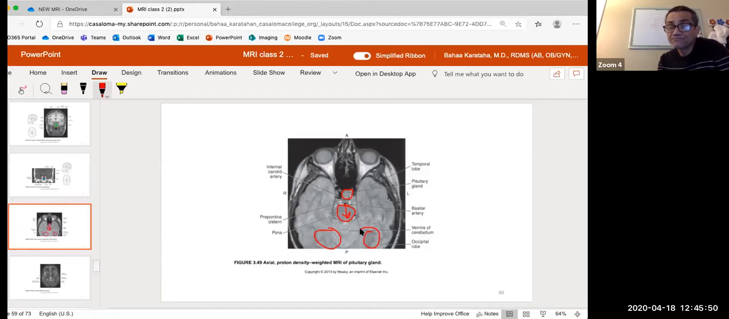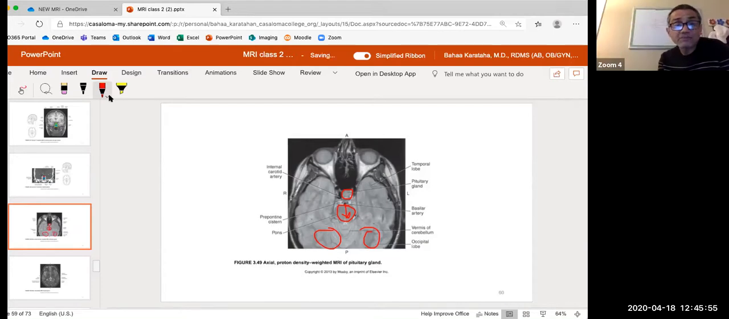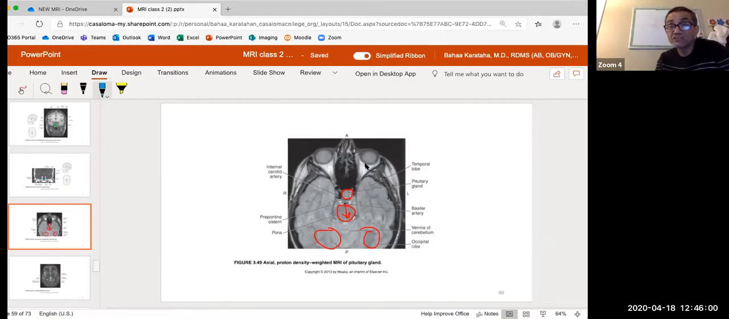We're good? The optic chiasm, which we said represents the crossing between the right and the left parts of the optic nerve. So if this is your eye, then your optic nerve comes this way, and part of it will go to the opposite side. The other part comes this way and will go to the opposite side too. So the crossing between the right and the left optic nerve, just anterior to the pituitary gland, is represented by the optic chiasm.